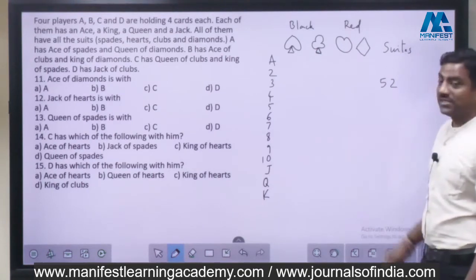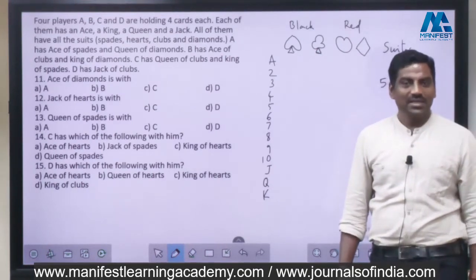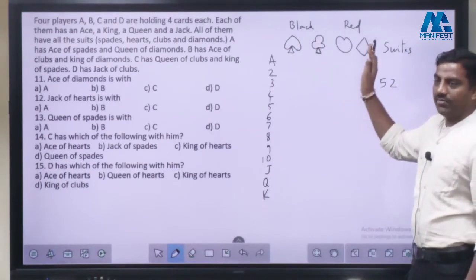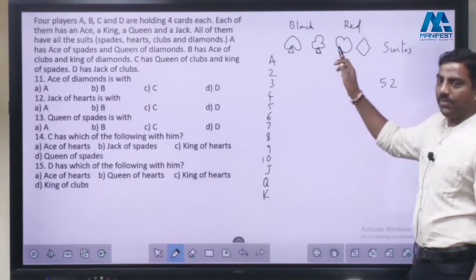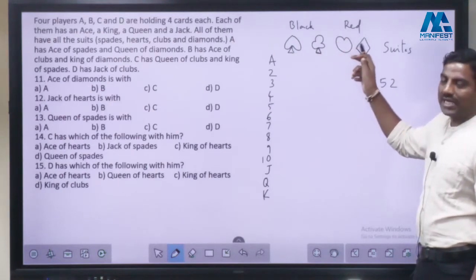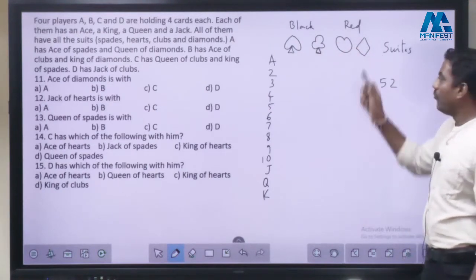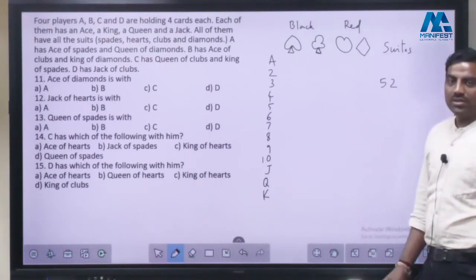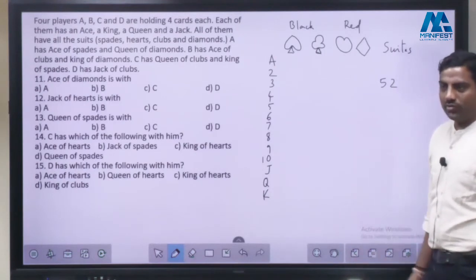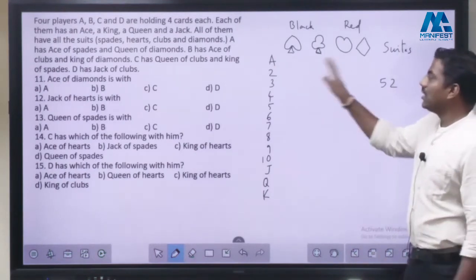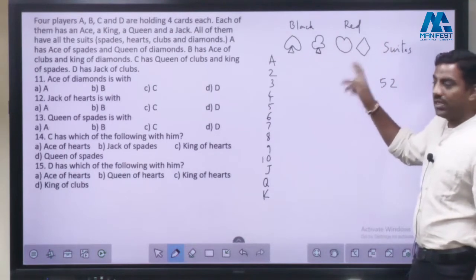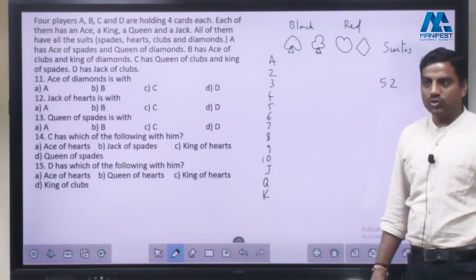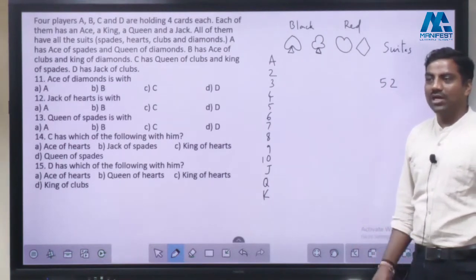Why am I teaching in this depth? Because in probability we need this concept. Suits: 2 colors, black and red. In black 2, spade and club. In red 2, heart and diamond. So totally 4 suits. 13 different numbers and 4 suits. 13 into 4, 52. In each number, you have all the suits. In each suit, you have all the numbers. That's it. Understood? Beyond this, you don't have to learn anything.